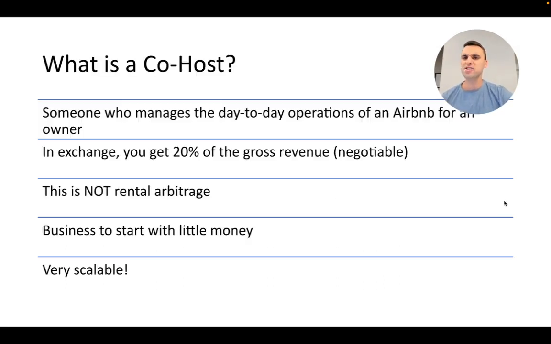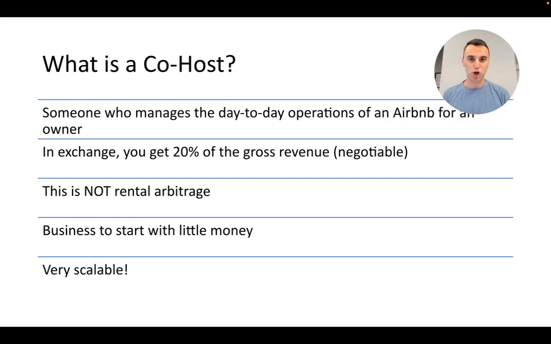So first off, what is a co-host? A co-host is somebody who manages the day-to-day operations of an Airbnb for an owner, and in exchange for that, you get 20% of the gross revenue. This number is just negotiable, but 20% is typically what we shoot for.